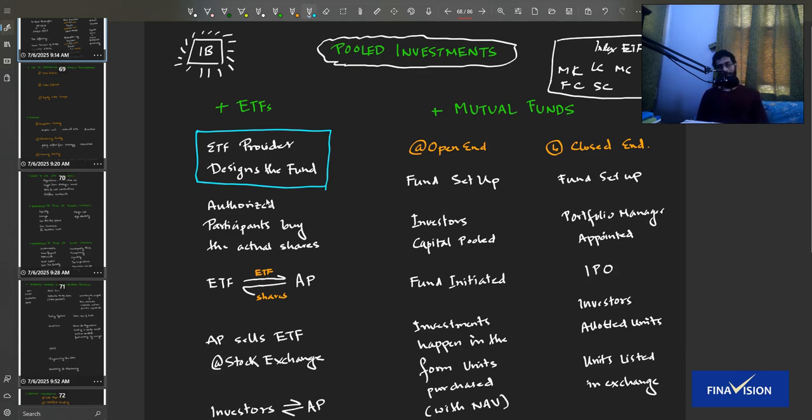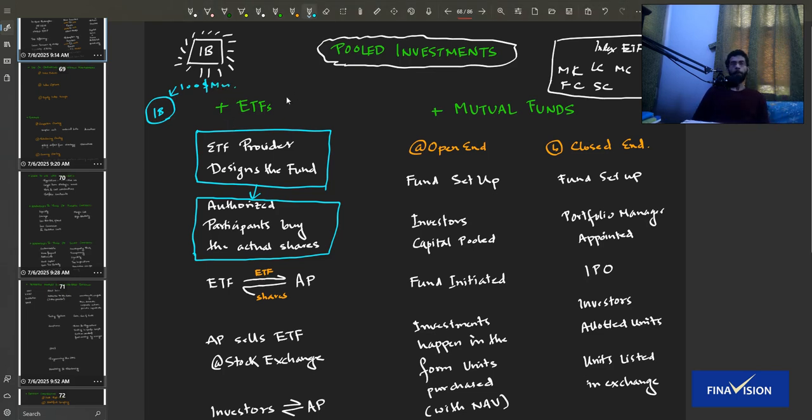Then, once this designing has been done, authorized participants are contacted. Now, who are authorized participants? Authorized participants are large institutions who understand the design of the ETF, who understand what kind of corpus is needed, and based on that, they allocate their funds to invest in that ETF offering. So let's say the total corpus of the fund is 1 billion, and 10 authorized participants invest 100 million each. Now, where do they invest? Do they give the money to the fund manager?